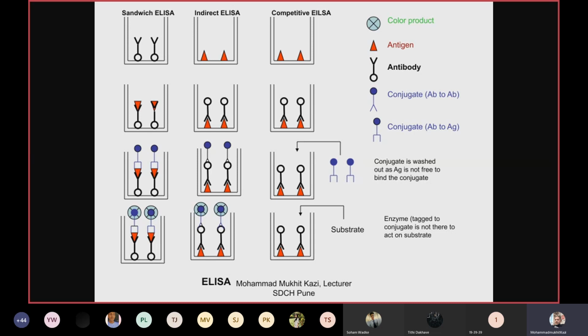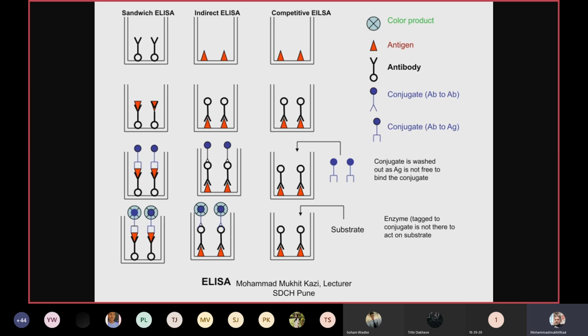Now, what do you need to do? I want to detect the antibodies against that antigen. I know the antigen is from a particular pathogen, say, for example, from HIV. I have coated the antigen from HIV. Now I want to detect the antibody in the patient's sera.